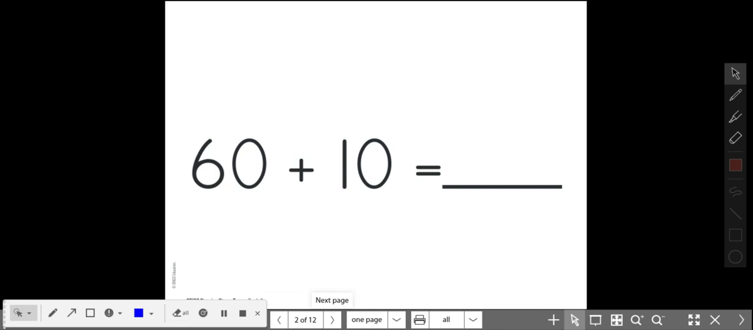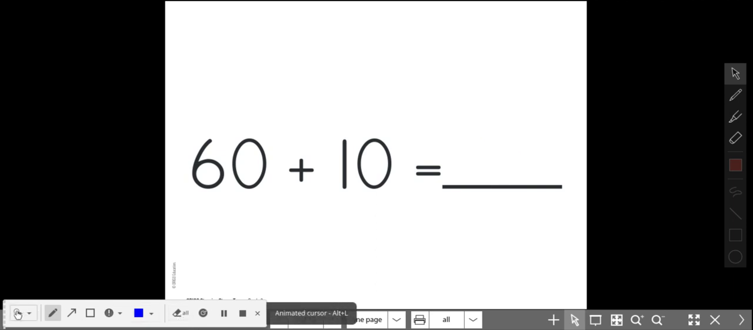What about this number? 60 plus 10. Well, I know that 6 plus 1 is 7. So then I just have to add the 0 to the end, because I'm not really needing to add anything in the ones place because 0 plus 0 is 0.